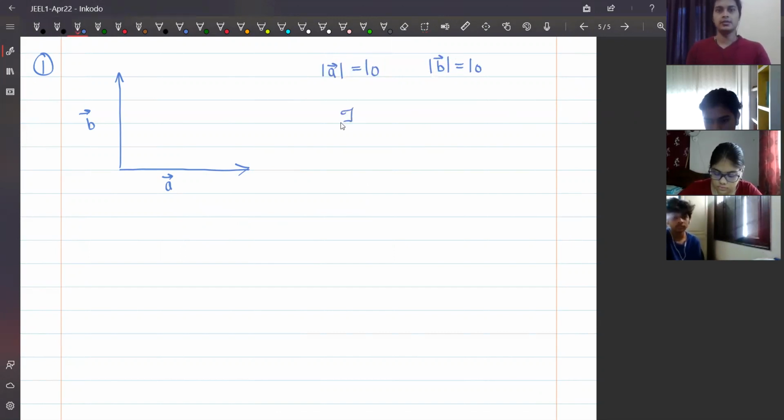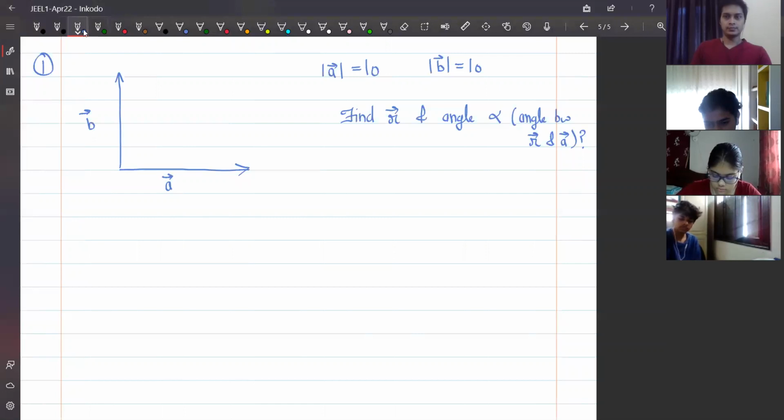So find resultant vector and angle alpha. Alpha is angle between R and A. Angle between R vector and A vector. Find these two quantities. You already know the formula. Kushag, you have to tell me the answer once you have solved.